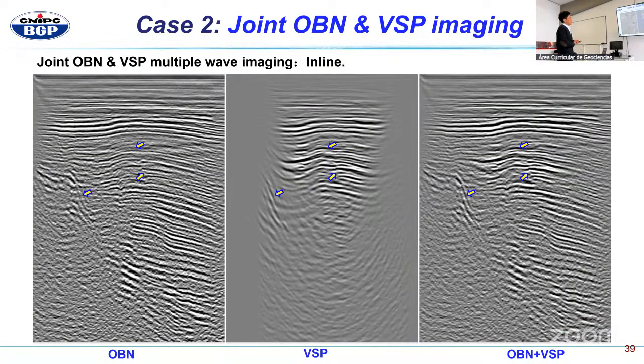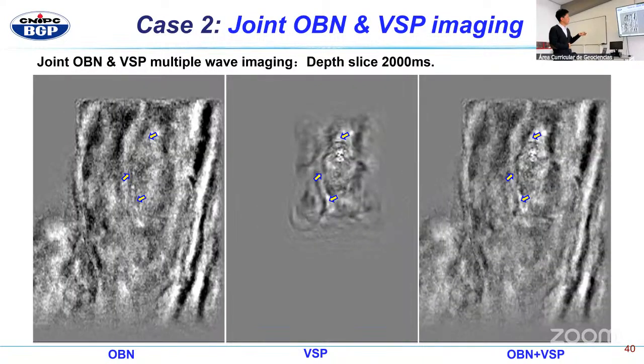Join the OBN and VSP, you can do the multiple wave imaging. So this is where the OBN starts, in the middle is the OBN, and on the right you just overlap the OBN results with the DAS results. As you can see here, the DAS will compose the OBN image results and will have a very clear view of the structure. This is the result as depth slice 2000.